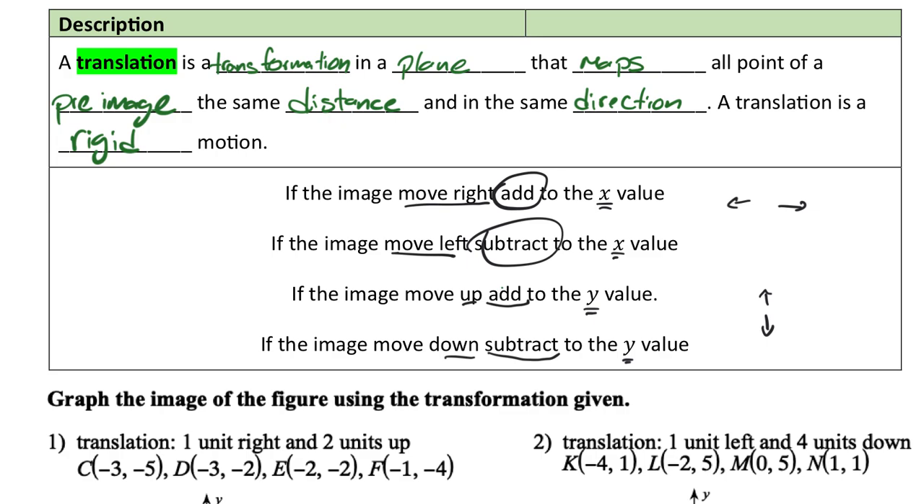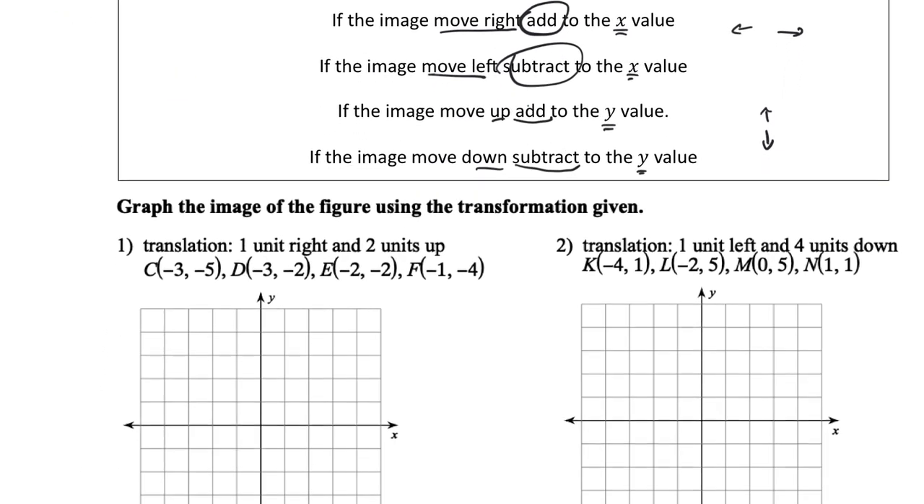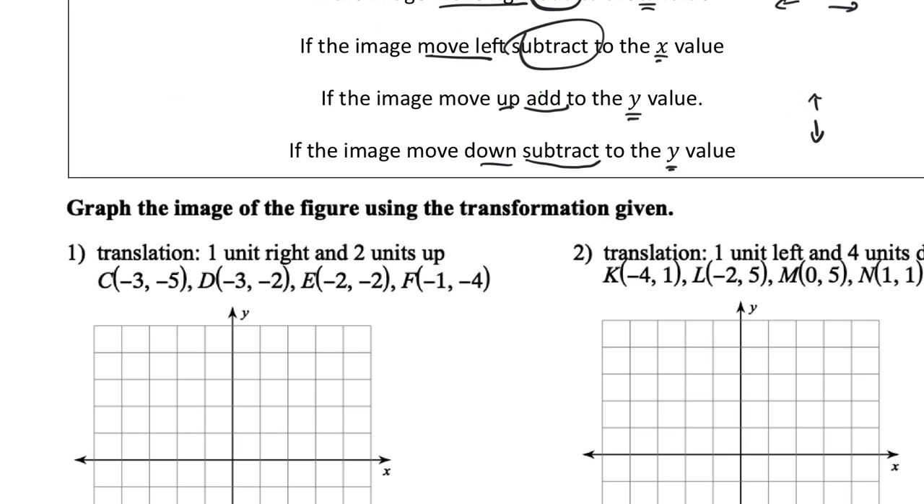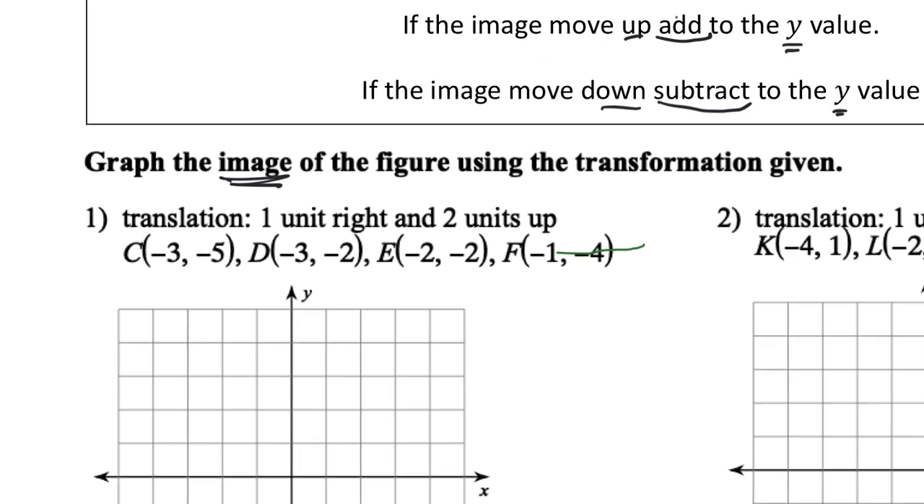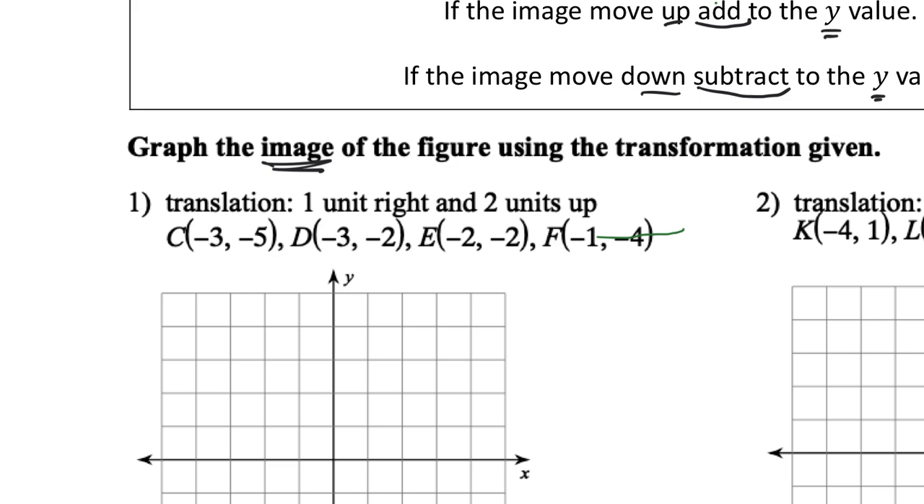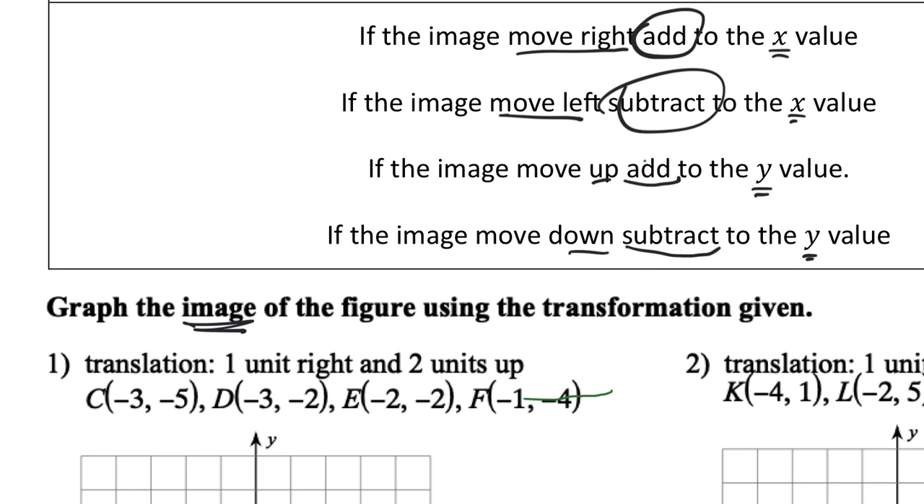Let's see this information here and let's write the new coordinates. It says graph the image, so we're not going to graph the pre-image, because it's not asking me to. So we're going to graph the image. It says a translation of 1 unit right and 2 units up. So we're doing two things. We're moving right, so we're adding to X, and we're moving up, so we're also adding to Y.